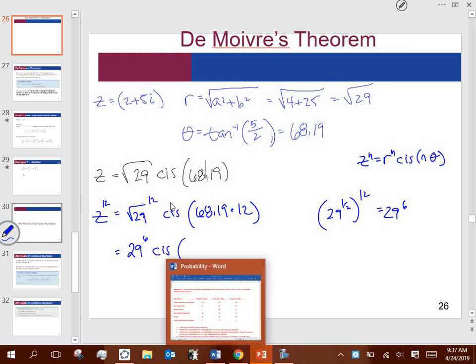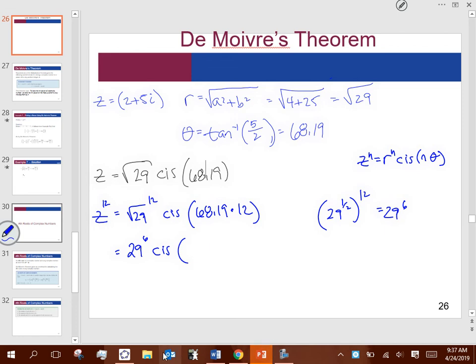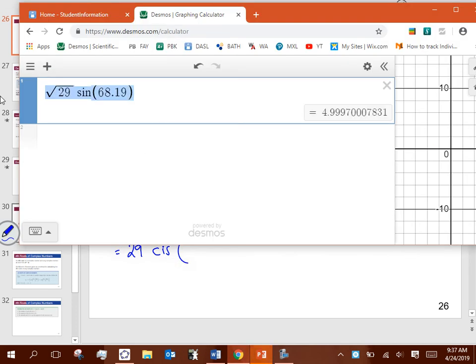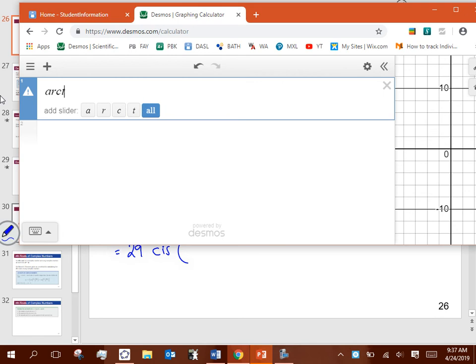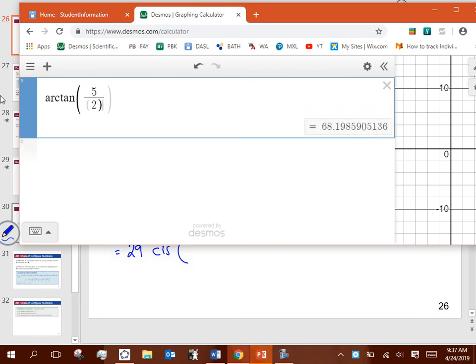Okay, so now when I take the 68.19 number, let's do this in Desmos real quick. So the 68.19 number came from the arctangent of 5/2.